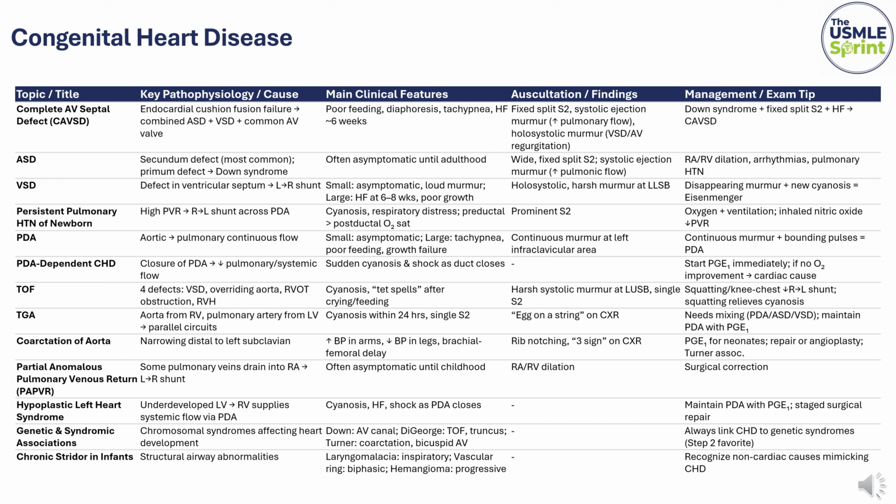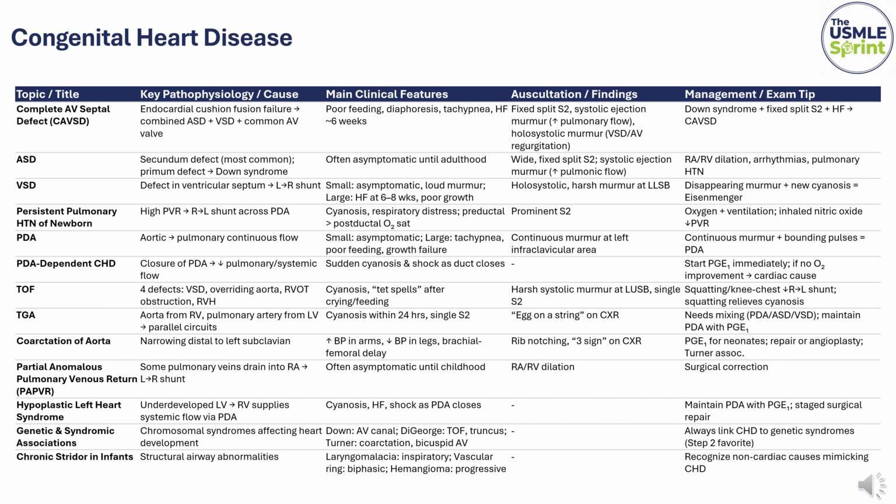Now, an atrial septal defect, or ASD, is most often due to a secundum defect. Most patients are asymptomatic until adulthood. You'll hear a wide and fixed split S2 and a mid-systolic murmur due to increased flow across the pulmonic valve. Over time, that extra blood flow to the right side can cause right atrial and right ventricular dilation, atrial arrhythmias, and even pulmonary hypertension. If the ASD is from a septum primum defect, it can be associated with Down syndrome and might involve the AV valves too.